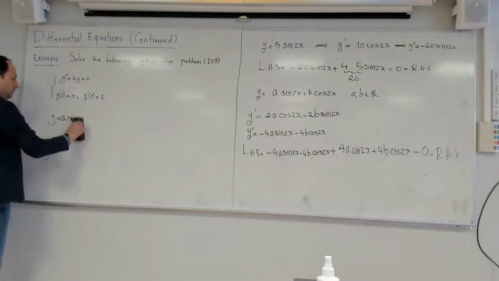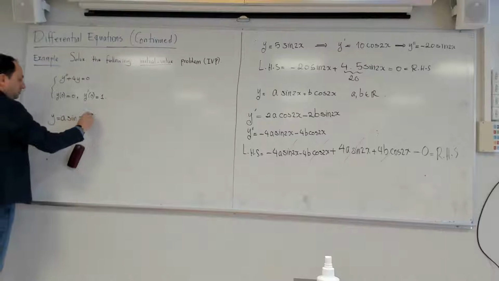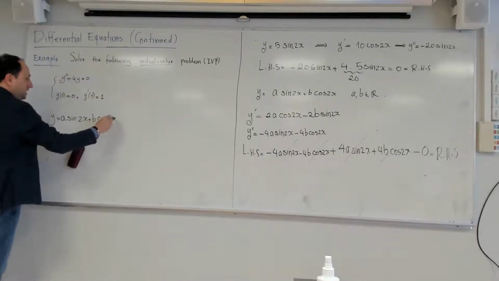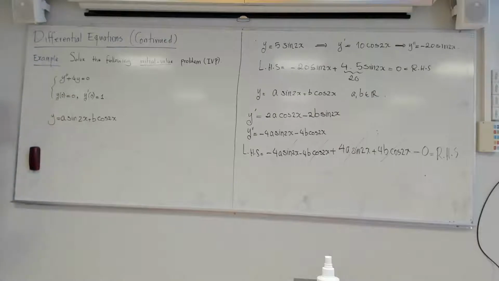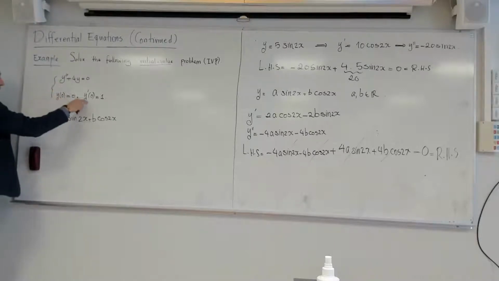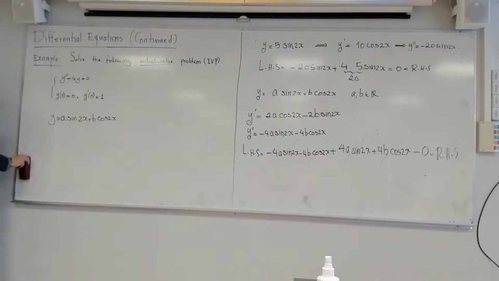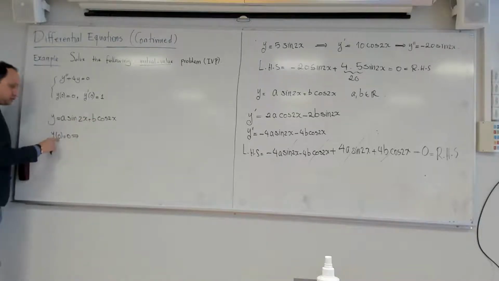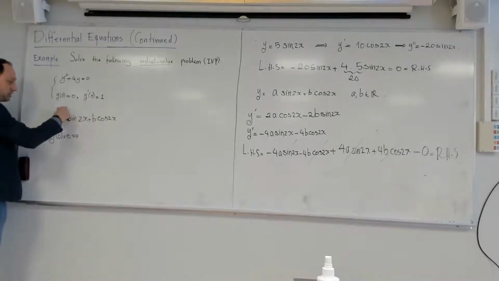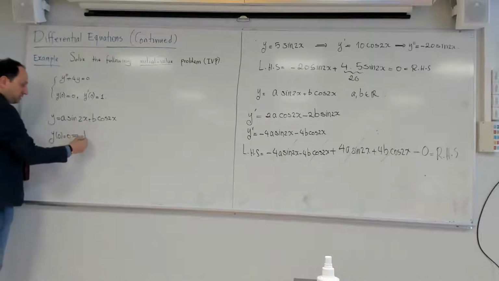y equals a sine 2x plus b cosine 2x. This is the general solution. How? By inspection, we realize that this is the general solution. But now I want to choose a and b so that this function, which is the general solution, satisfies these two conditions as well. So it means that y at 0 should be 0. What does it mean? If I replace x with 0, the answer is supposed to be 0. But when I replace x with 0, sine of 0 is 0, so it means b is 0.